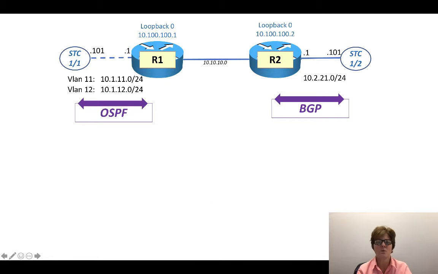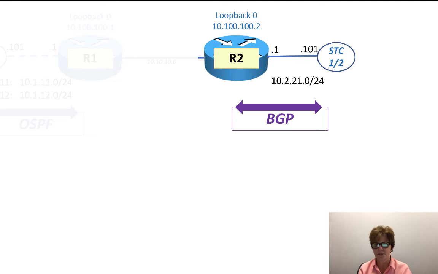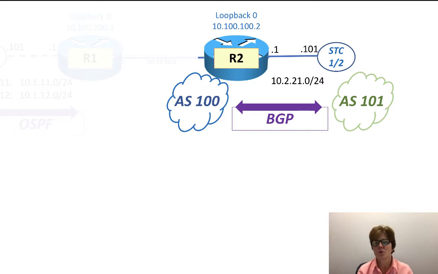So for this one, we're going to focus just on the BGP. Autonomous System 100 will be Router 2. So Router 2 will be BGP Autonomous System 100. We'll make the Spirent Test Center port Autonomous System 101. It's extremely common that when people are asking for just one BGP peer, they're going to be asking for it to be eBGP or external BGP, which means the autonomous system numbers are not going to be the same.